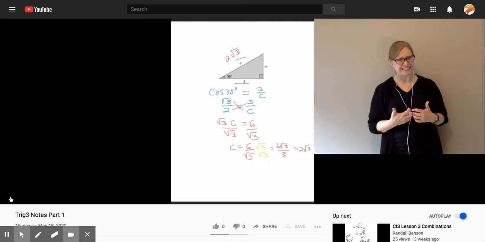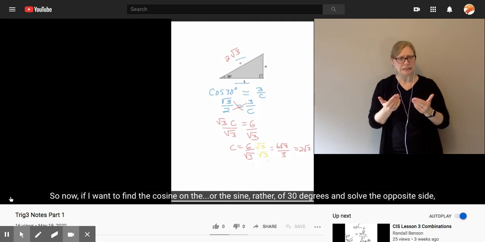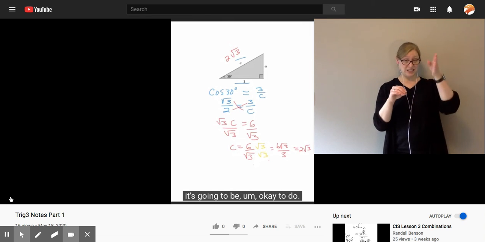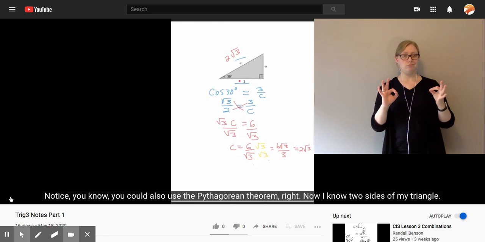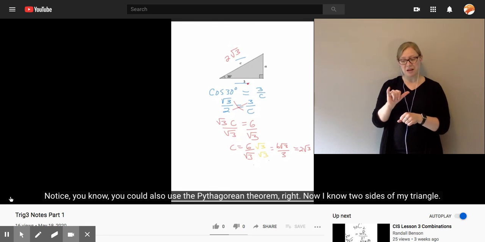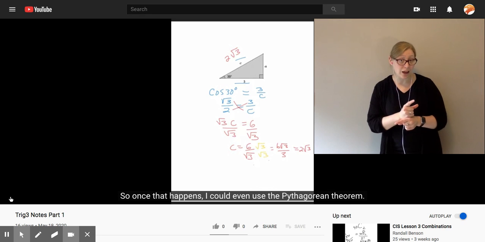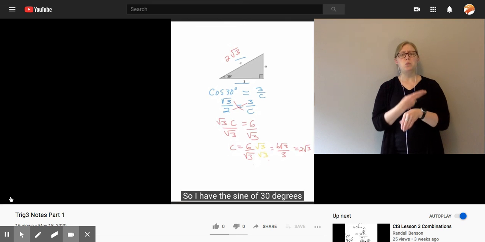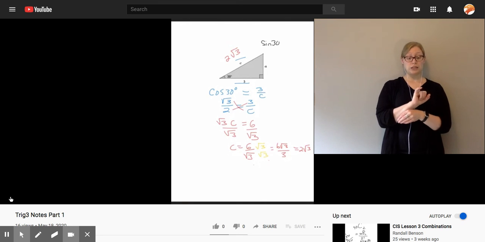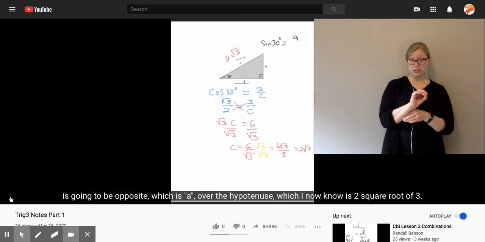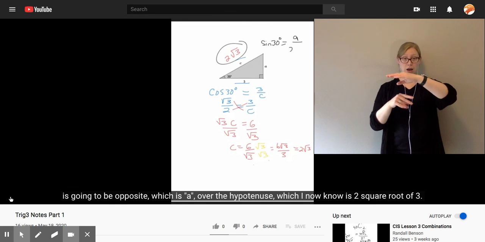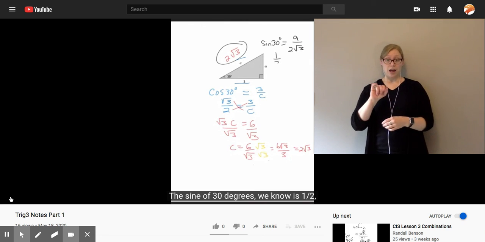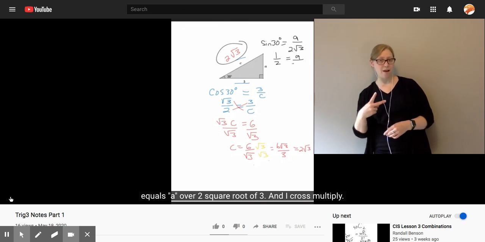So now if I want to find the sine of 30 degrees and solve the opposite side, it's going to be okay to do. Notice, you could also use the Pythagorean theorem, right? Now I know two sides of my triangle. So once that happens, I could even use the Pythagorean theorem. So let's go ahead and use sine to find the other side. So I have the sine of 30 degrees is going to be opposite, which is a, over the hypotenuse, which I now know is 2 square root of 3. The sine of 30 degrees we know is 1/2 equals a over 2 square root of 3.